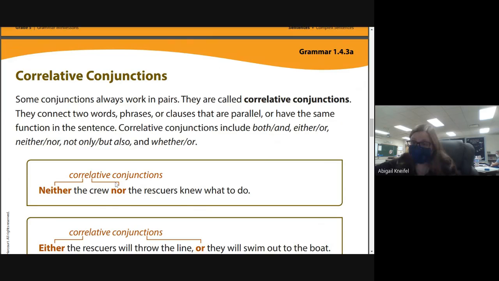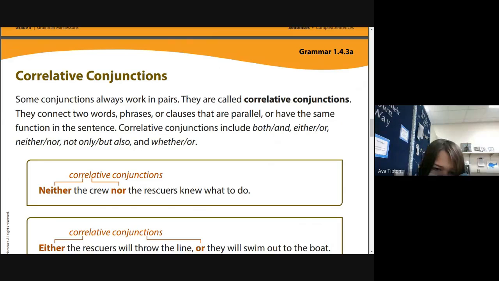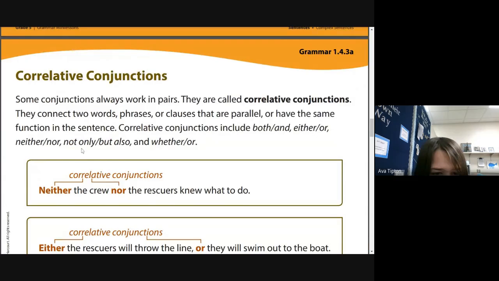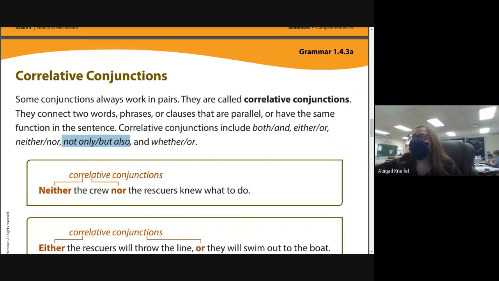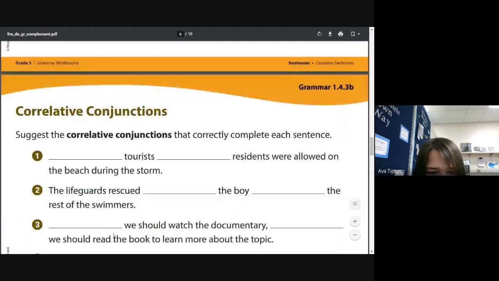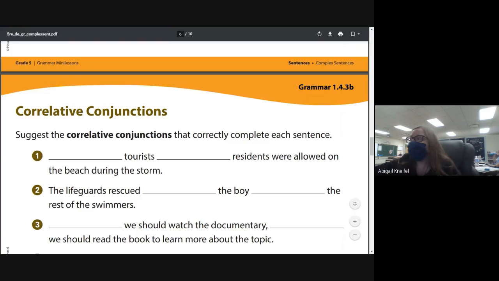What do we think? Ava, what do you think, ma'am? Only and. Okay, only is not an option. It's not only, but also, okay? These are our options. Both and, either or. So it's one of those 2, Ava. Both and. Okay, so that would be both tourists and residents were allowed on the beach during the storm.